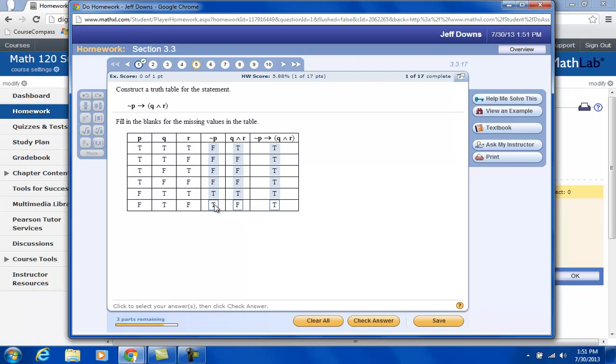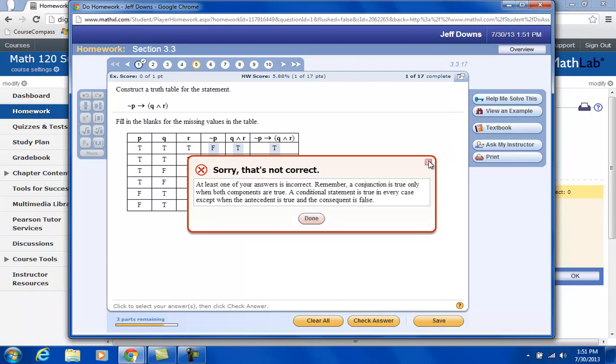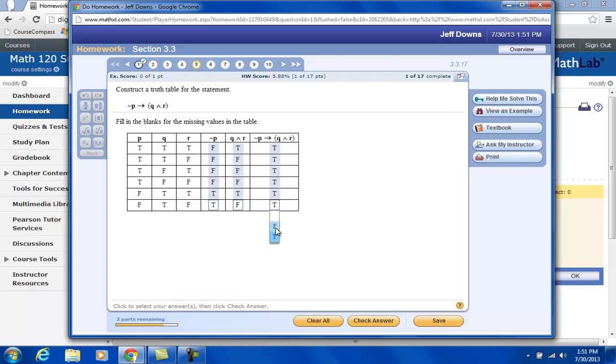Like I said to my kid, if you clean your room, then we can go to the movies. He cleans his room, we don't go to the movies. Then I lied. Oh, I did something wrong. I said false, I just didn't click false.